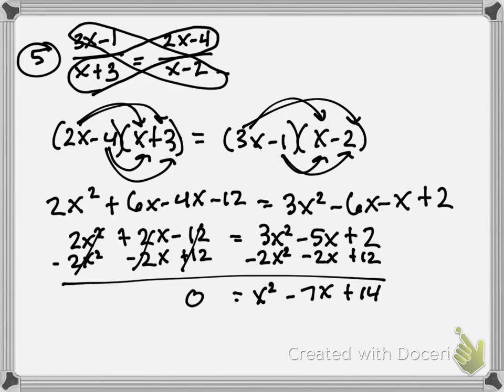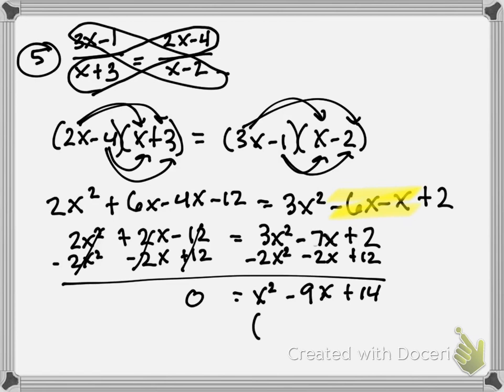Hey, look at that. I messed up again. Negative 6x minus x. I'm so sorry, guys. Negative 6x minus x is indeed negative 7x, not negative 5x. All right, negative 7x minus 2x is negative 9x. That works better.